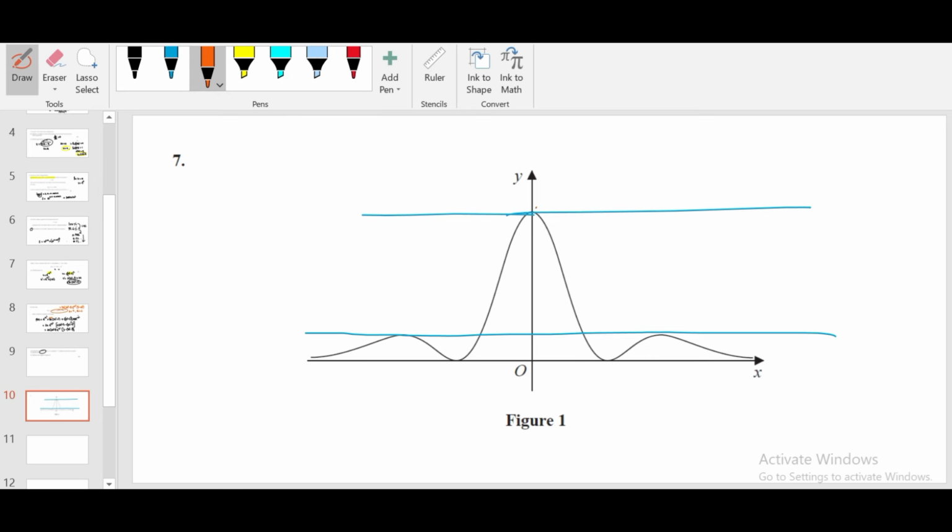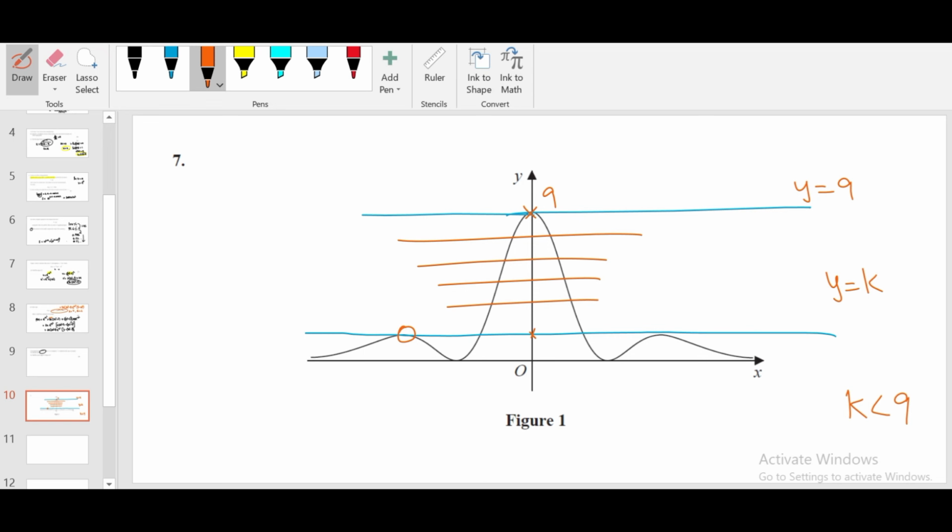So we know the y coordinate is 9 here, so this line is y is equal to 9. If you draw this line, the line intersects at only one point. Okay, they are talking about y is equal to k, the line. They want you to find the value of k. K should be less than 9, so it can be anywhere here. Now we need to find the y coordinate of these two stationary points.